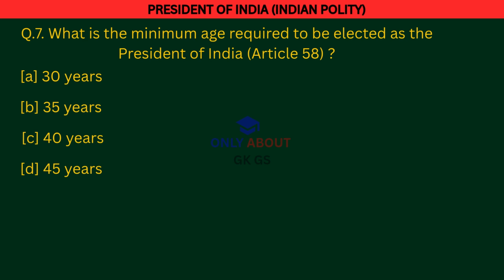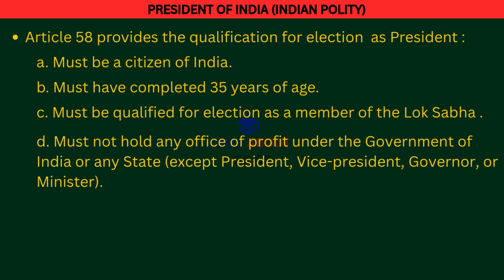What is the minimum age required to be elected as the President of India? Correct answer, 35 years. Article 58 provides the qualification for election as President. Must be a citizen of India. Must have completed 35 years of age. Must be qualified for election as a member of the Lok Sabha. Must not hold any office of profit under the Government of India or any state.